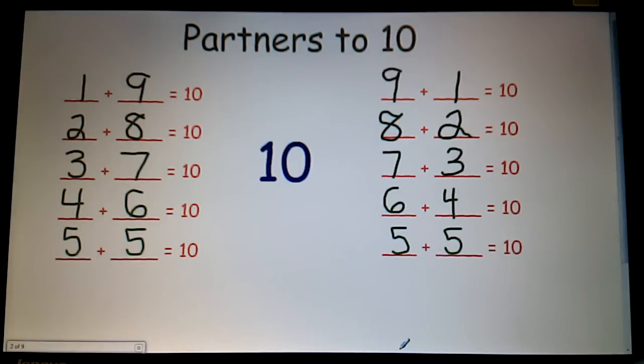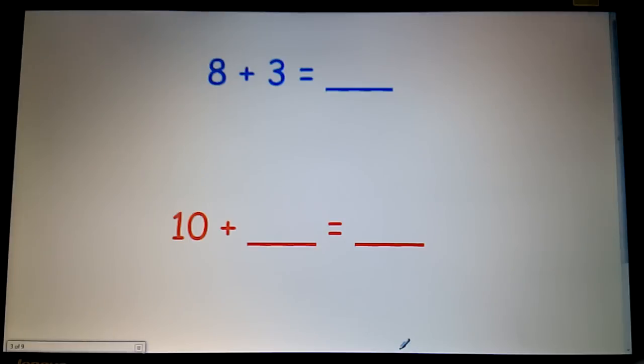It's very important that this is emphasized at home as we move along in the Go Math curriculum. Now we get to what we call break-aparts. Breaking apart numbers so that we can add them more efficiently or more easily. Here's what we've been doing.